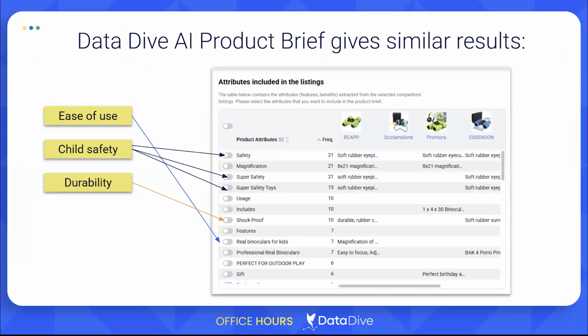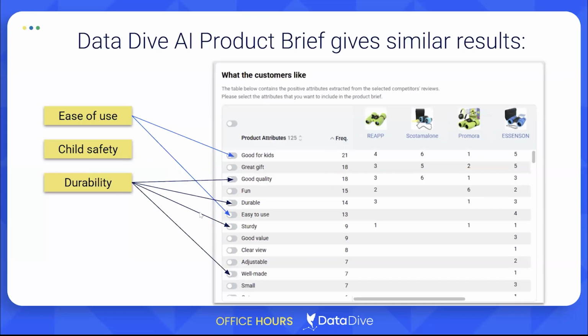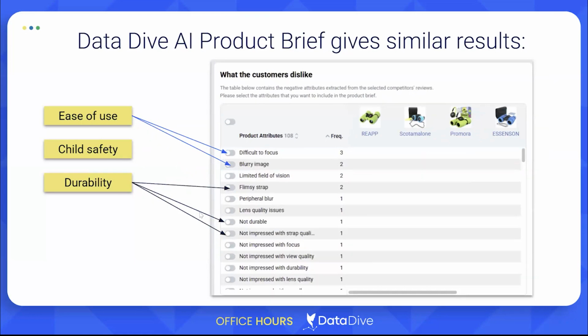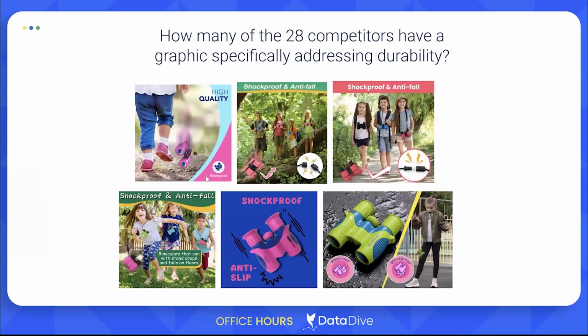When we looked inside Data Dive, we have the AI product brief. I'm going to admit it's not as good as the IntelliV drab test, but it's also free. So it'll probably get you like 75, maybe 80% of the same answers. But you can see this is for attributes included in the listing. You're going to see at the top in terms of frequency, ease of use, child safety, and durability. You're going to see it in what customers like, ease of use, child safety, durability, what customers dislike, etc.